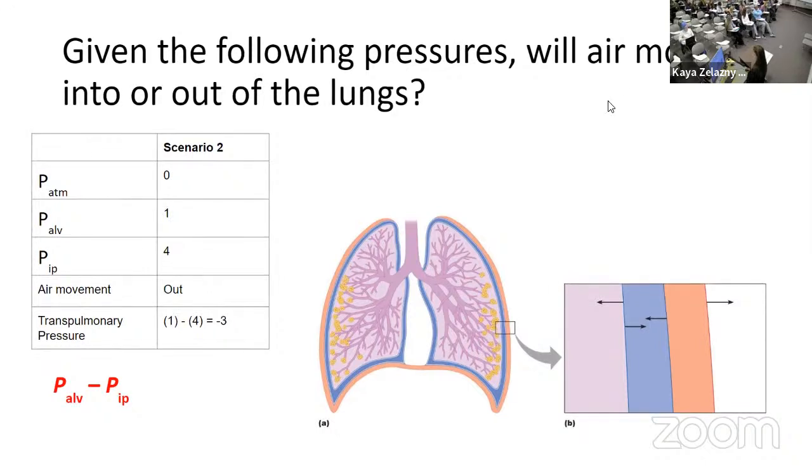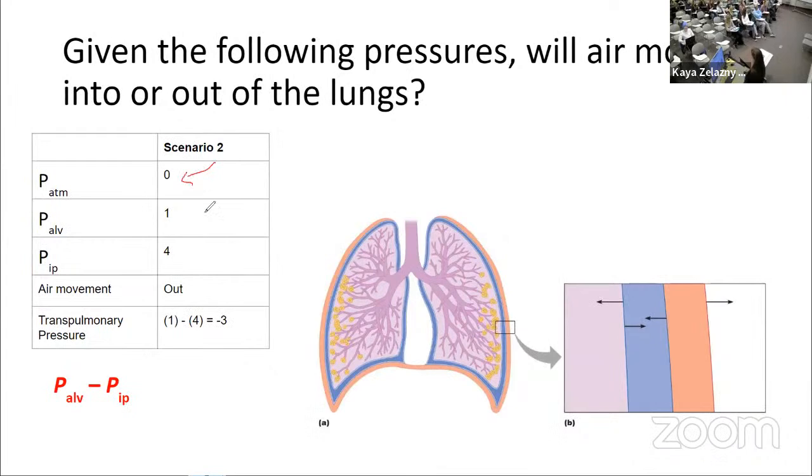Okay. So in scenario 2, we've changed our numbers. So we still have an atmospheric pressure of 0, but now we have a positive alveolar pressure of 1, which means that we are going to be pushing air out. Okay. So we're pushing air out because we have this higher pressure now in the lung compared to that lower pressure in the environment. Okay. So we could then calculate our transpulmonary pressure with these other numbers. So 1 minus 4 in this case would be a -3 here.